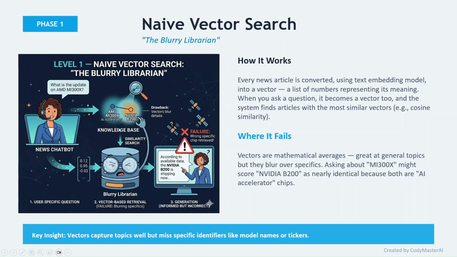They're great at capturing general topics, like AI chips, but they blur over specifics. If you ask about MI300X, a specific AMD chip, the vector might score NVIDIA B200 as nearly identical because both are AI accelerator chips. You get the wrong article.